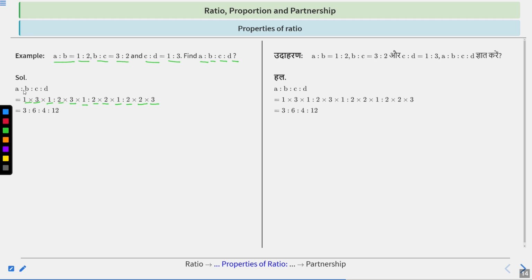So we get A ratio B ratio C ratio D is 3:6:4:12 and their GCD is 1. GCD means greatest common divisor. All the four numbers are only divisible by 1, none of the other numbers. Okay.